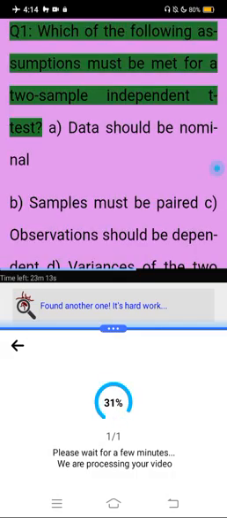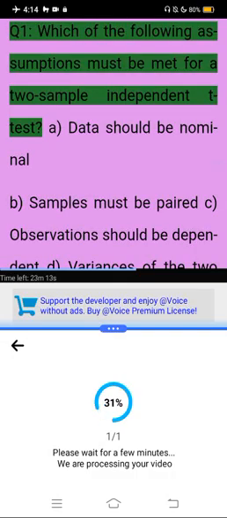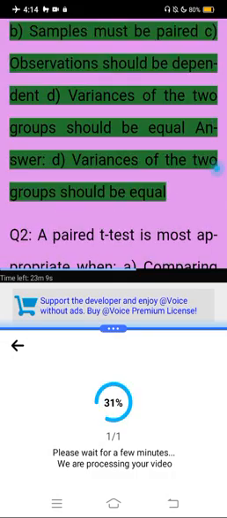Practice MCQs. Q1. Which of the following assumptions must be met for a two-sample independent t-test? A. Data should be nominal. B. Samples must be paired. C. Observations should be dependent. D. Variances of the two groups should be equal. Answer: D. Variances of the two groups should be equal.